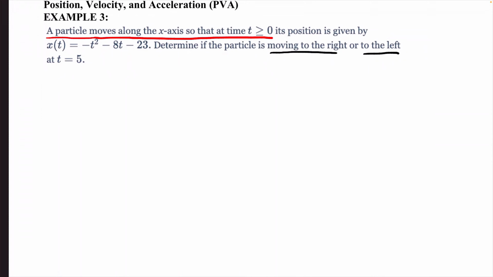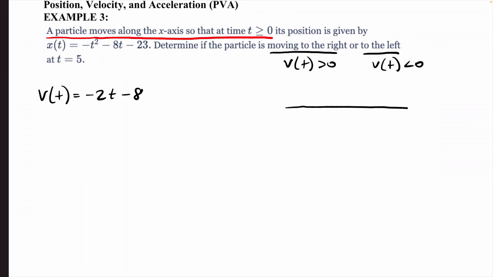Where is the velocity positive? Where is velocity negative? Okay, so we need velocity first. Negative 2t minus 8. So what do we do next? When we had the first derivative test, before we got to the number line, what did we do after we found the first derivative?